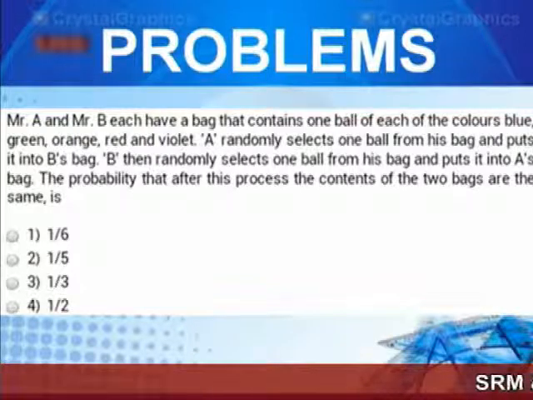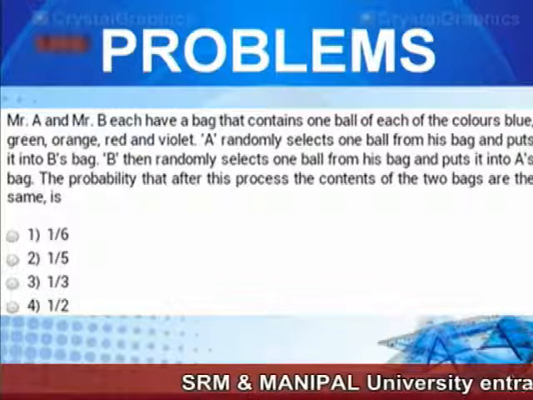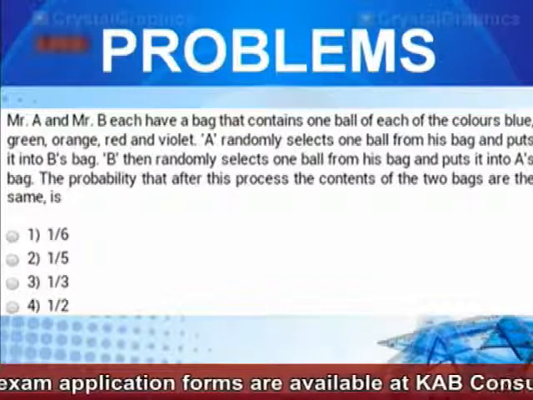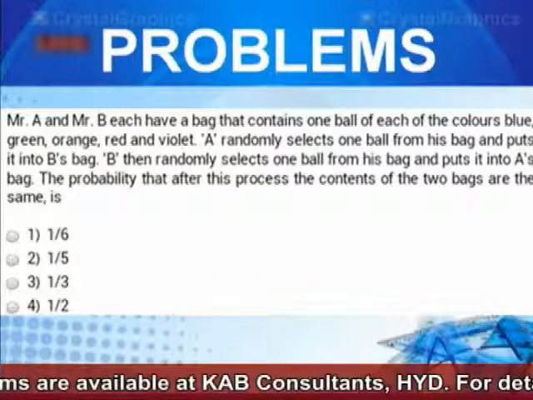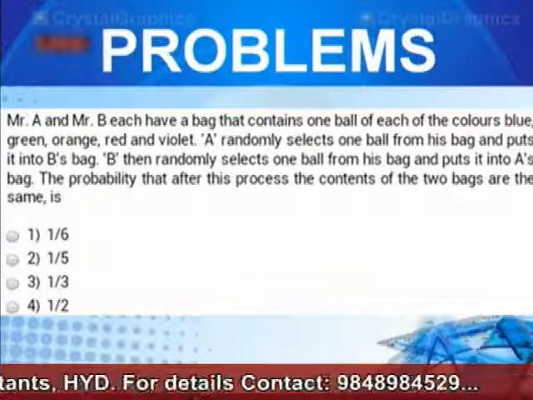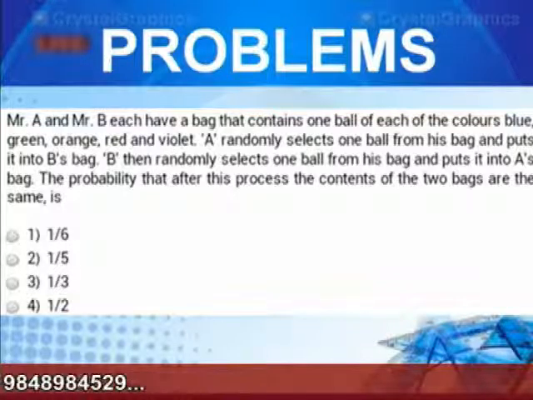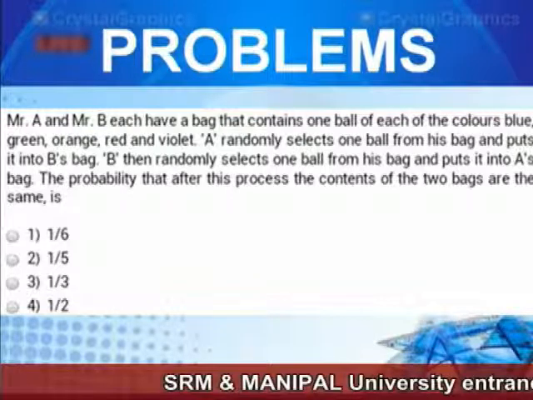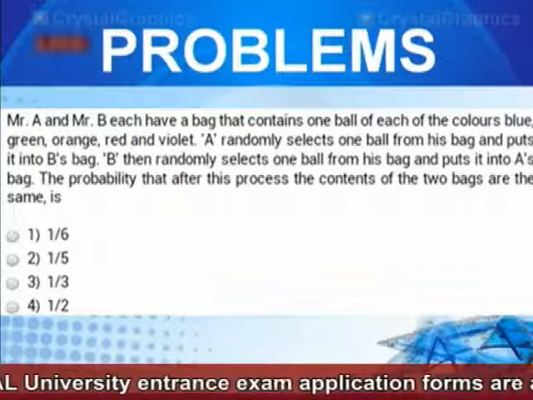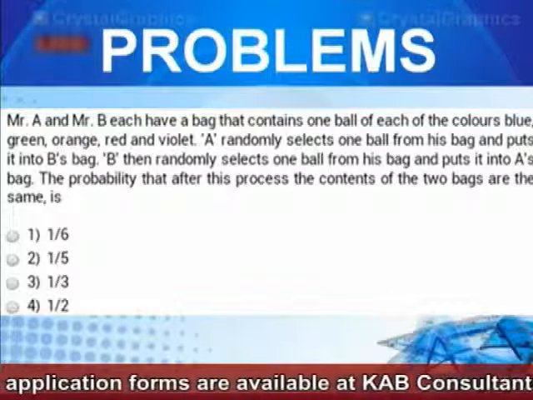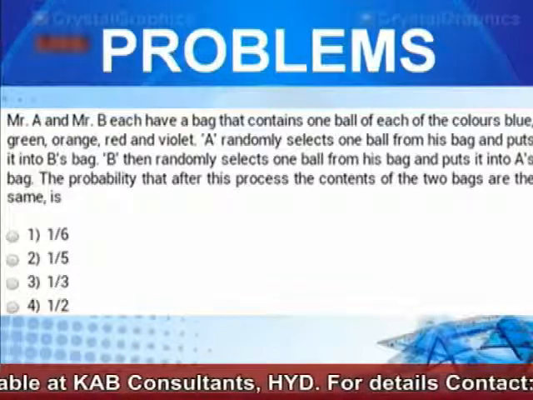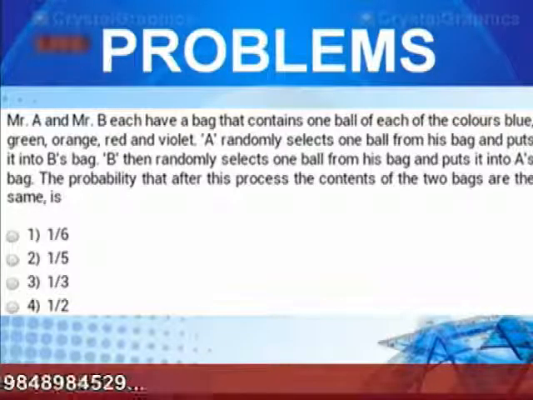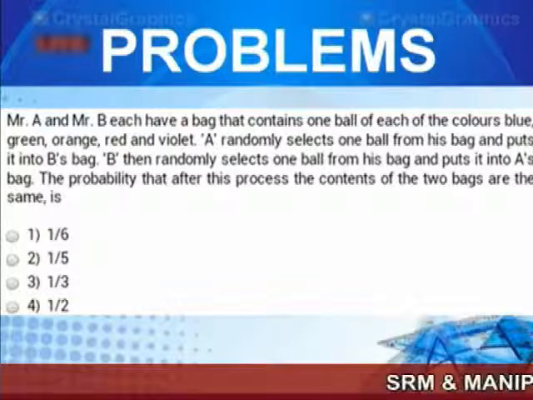Mr. A and Mr. B each have a bag that contains one ball of each of the colors blue, green, orange, red, and violet. A randomly selects one ball from his bag and puts it into B's bag. B then randomly selects one ball from his bag and puts it into A's bag. Then the probability that after this process the contents of the 2 bags are the same is.